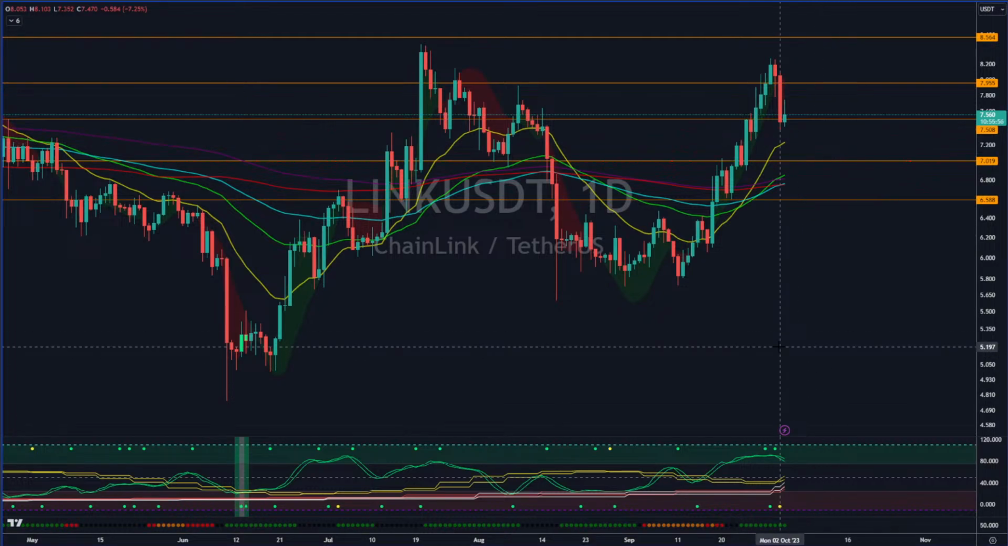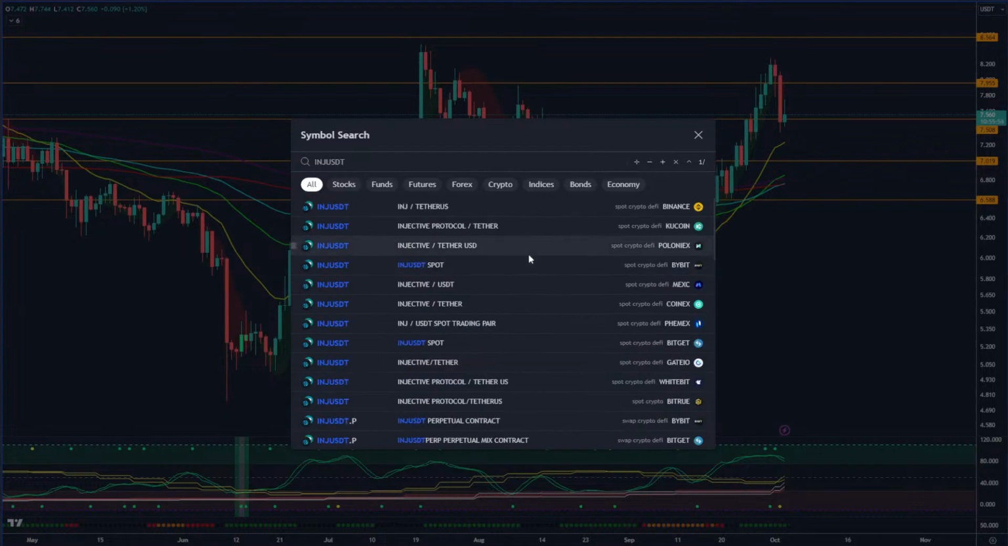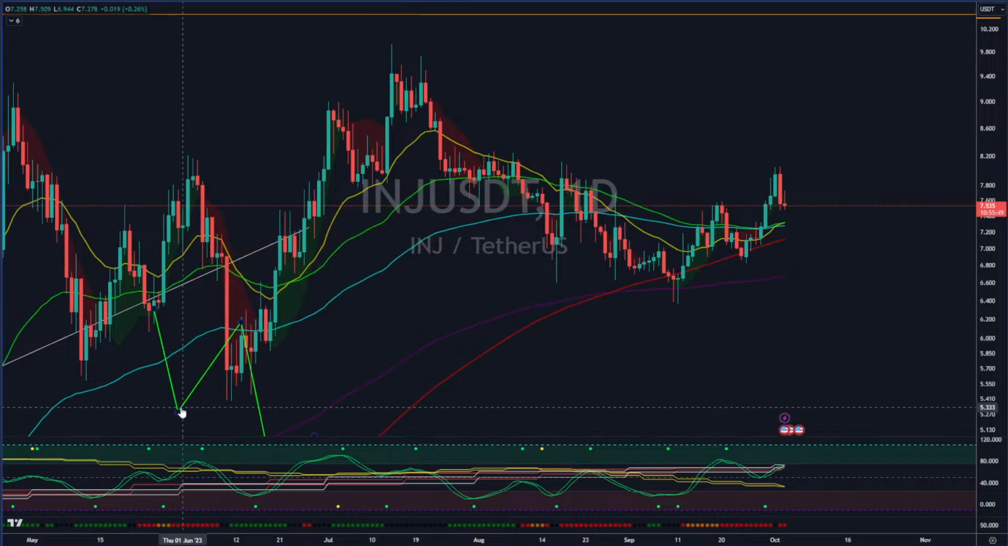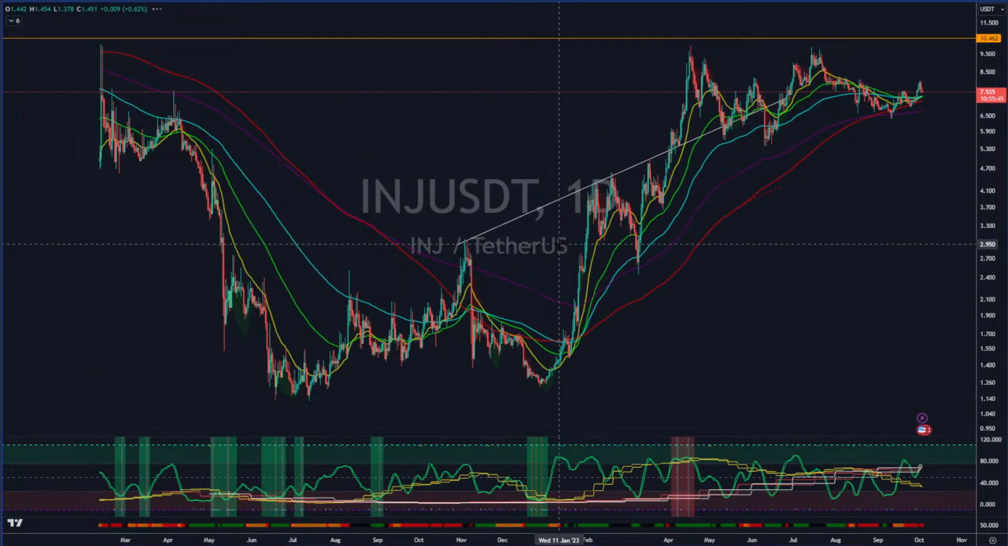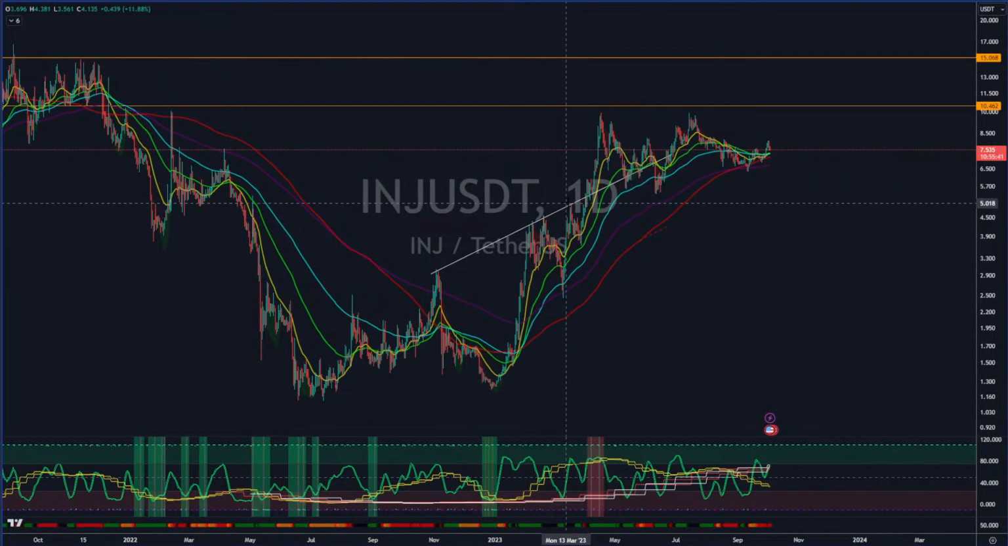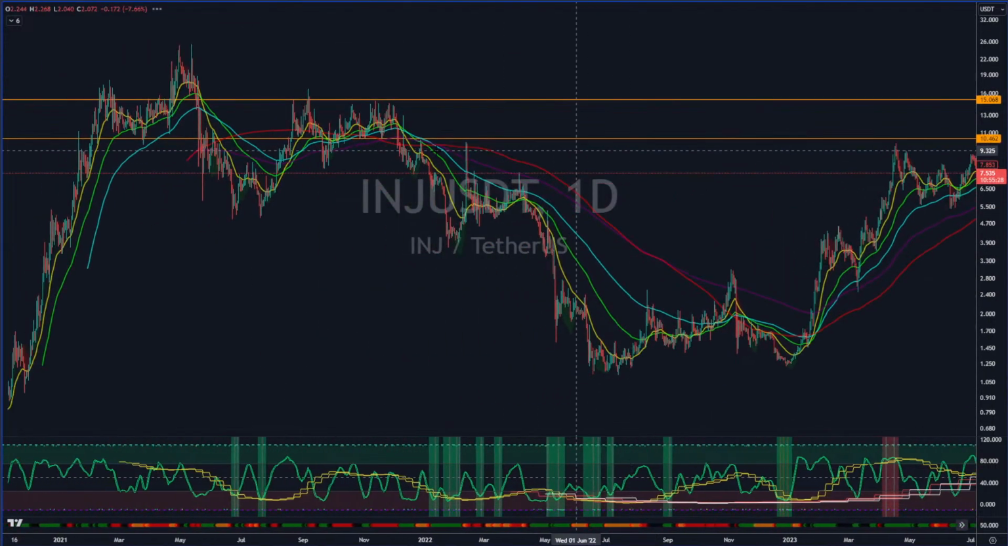I want to take a look at INJ. I think INJ is getting to a point where it is almost done. Let me clean this up here and zoom out. I've got a significant area of resistance up here. Haven't looked at this one in a while. Significant resistance at about $10.46. We'll call it $10.50, and that's based off of clustering that has occurred back here.